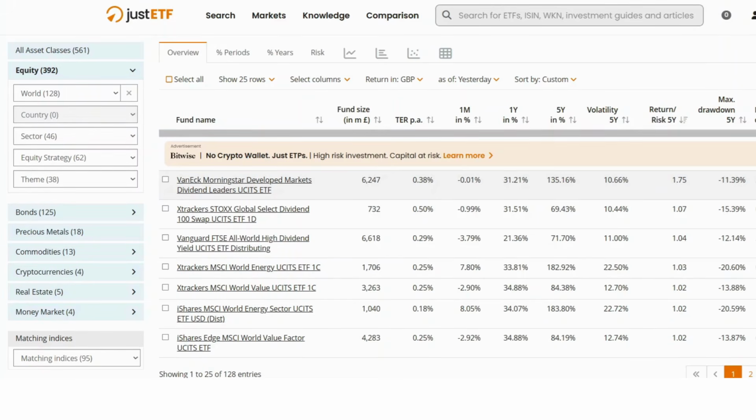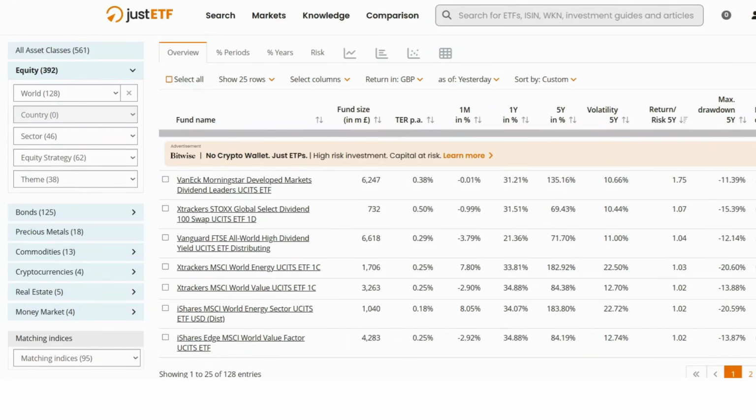And at the top, we've got this TDGB, Vaneck Morningstar Developed Markets Dividend Leaders with a return over risk of 1.75, the maximum drawdown in the last 5 years. So that's the most you could have lost if you'd bought at a peak and then sold at a trough, and that would have been 11.39%. So we've got a combination of excellent performance and pretty much the lowest drawdown of what we're looking at here.